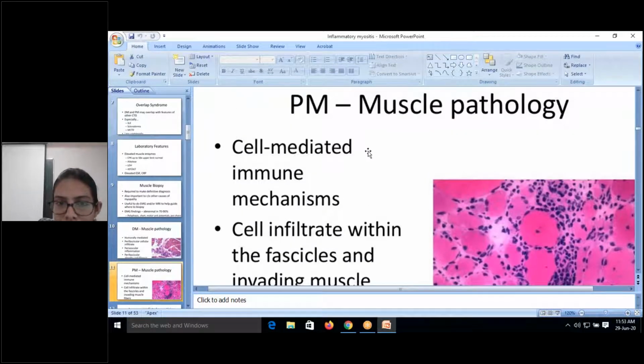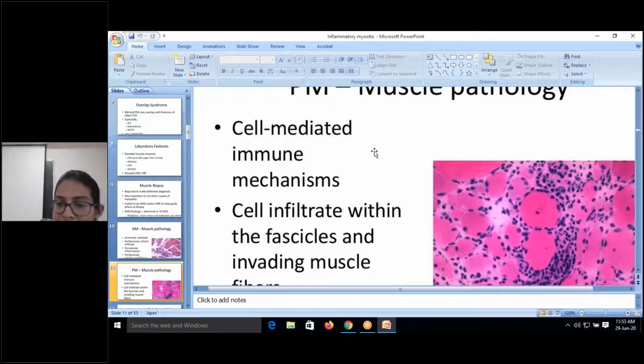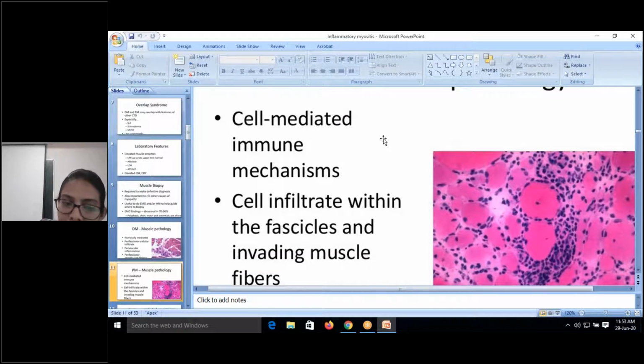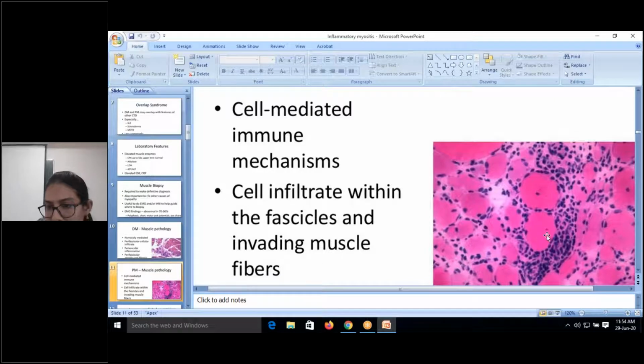And this is polymyositis pathology. It is usually CD8 mediated, and it is a cell-mediated immune mechanism. So cells infiltrate within the fascicle, invading the muscle. So anti-endomysial antibodies we told. This is inside the fascicle, the endomysial area around the fibre, endomysium. Around the endomysial area, you are getting the infiltrates. This pink, eosinophilic stained one is the muscle. Around that are the infiltrates, which are basophilic stained.